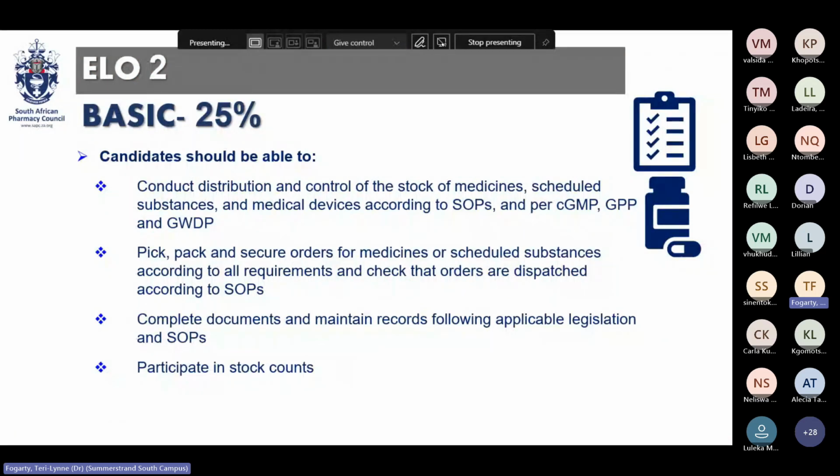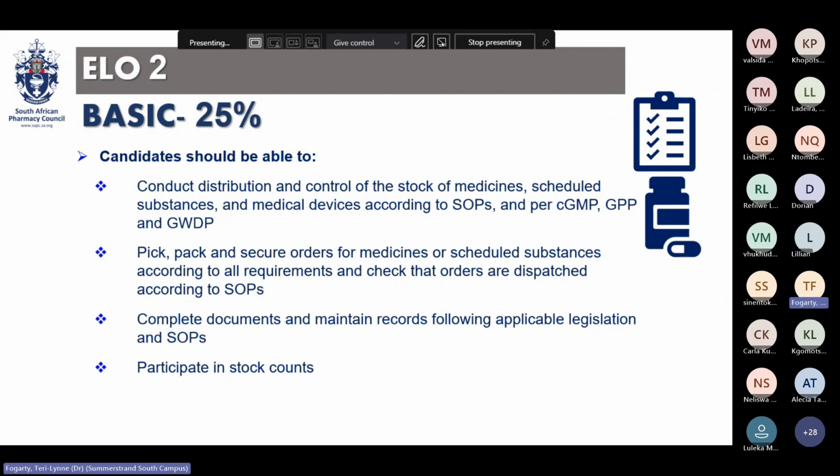Right, so then ELO 2, in summary, was stock management. Everything in this ELO should relate to stock management. You need to be able to conduct distribution and control of stock of medicines, scheduled substances and medical devices according to standard operating procedures and good practice across manufacturing, practice, and wholesale and distribution.